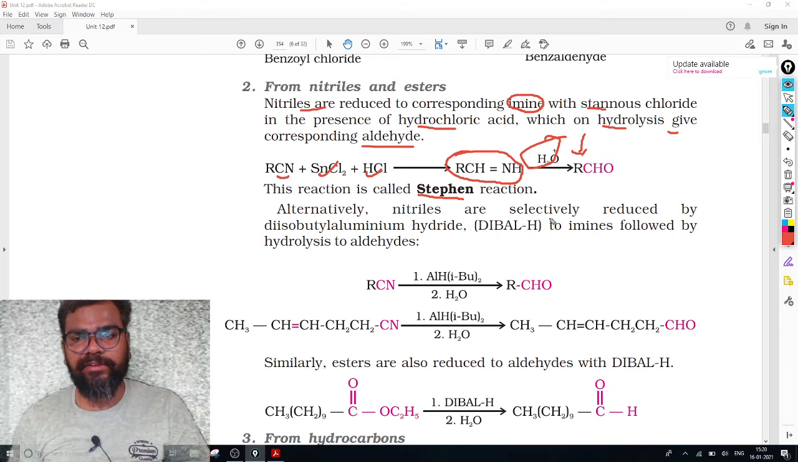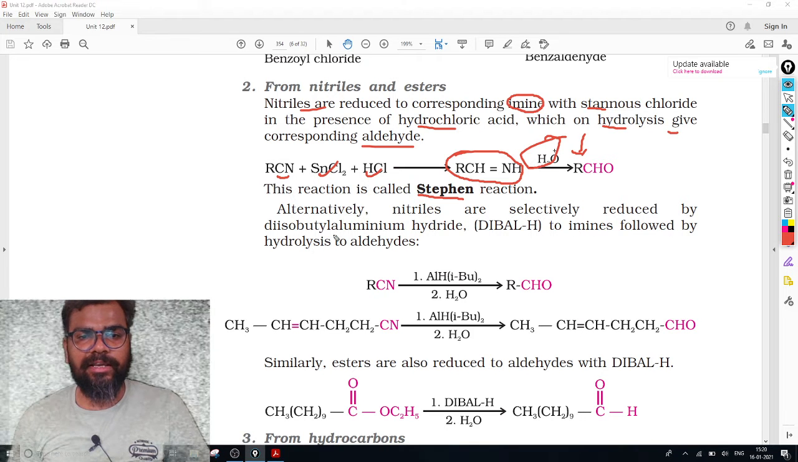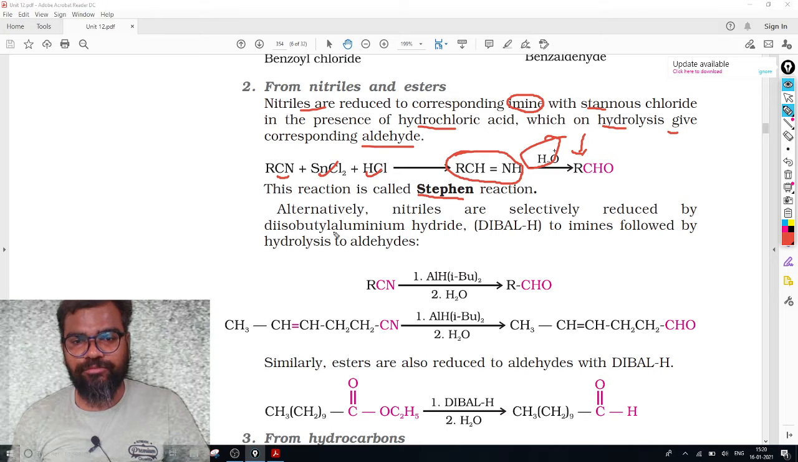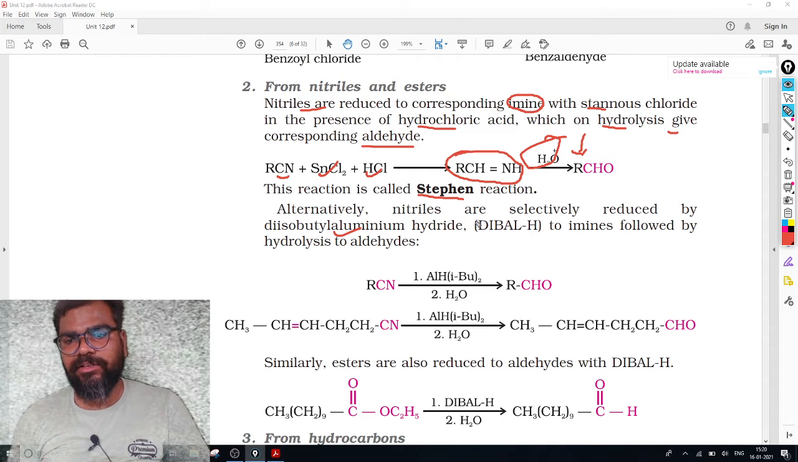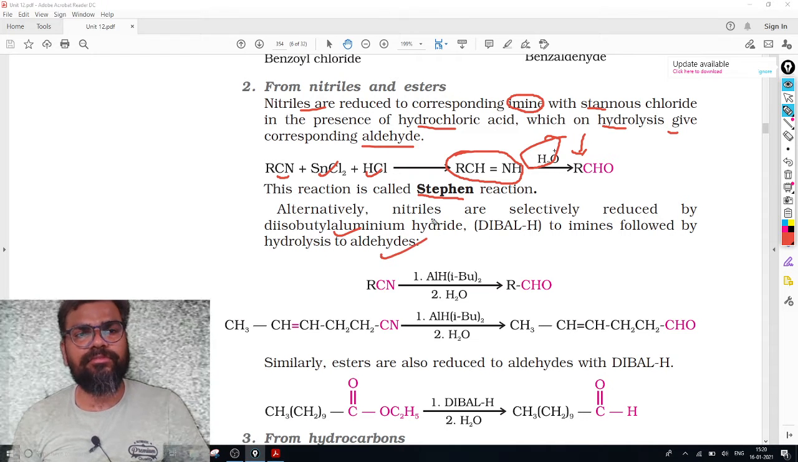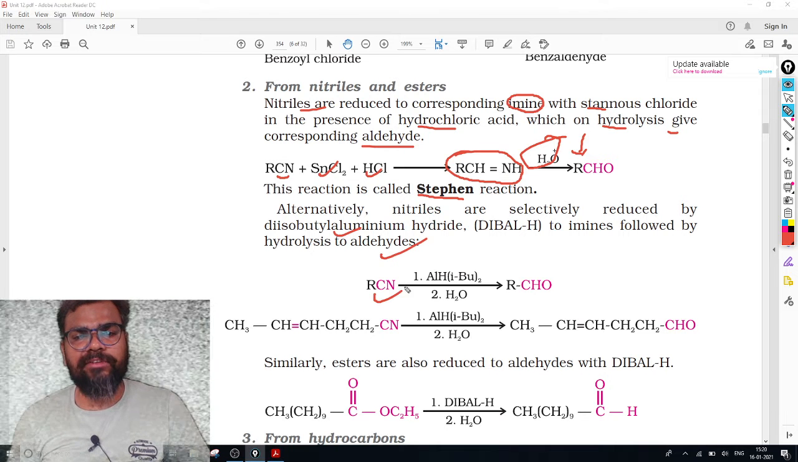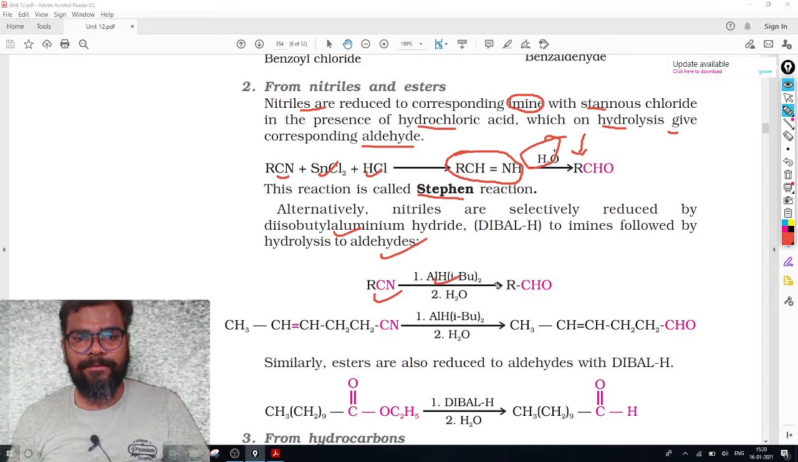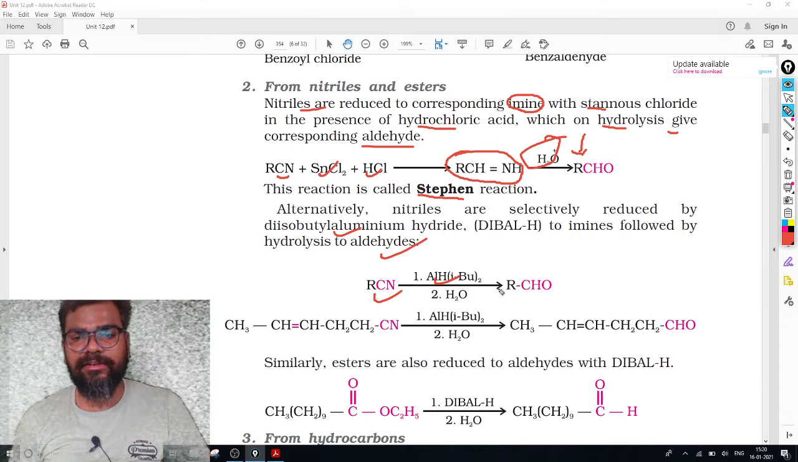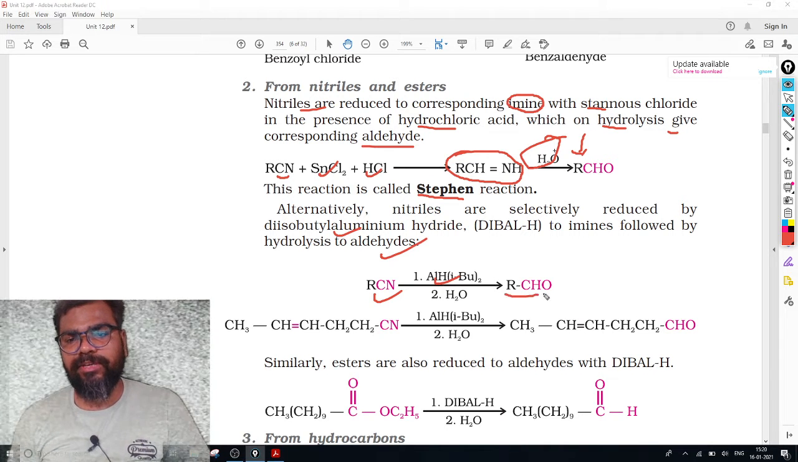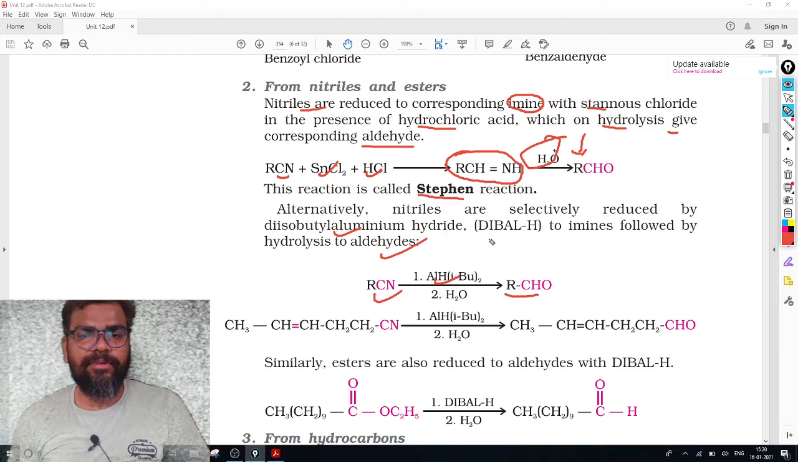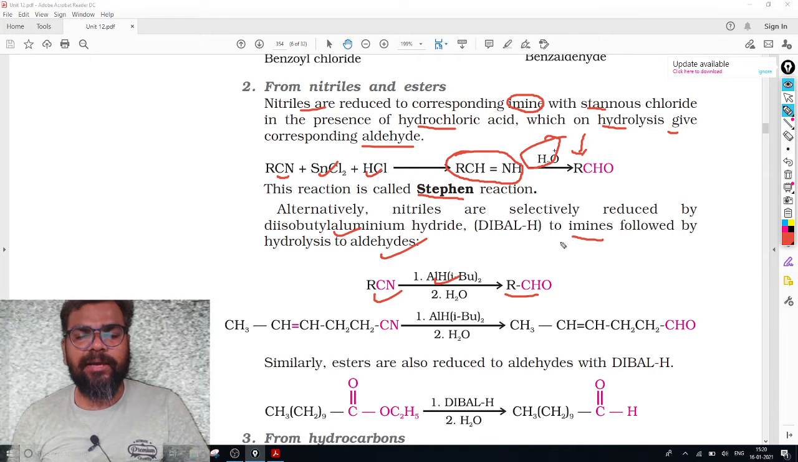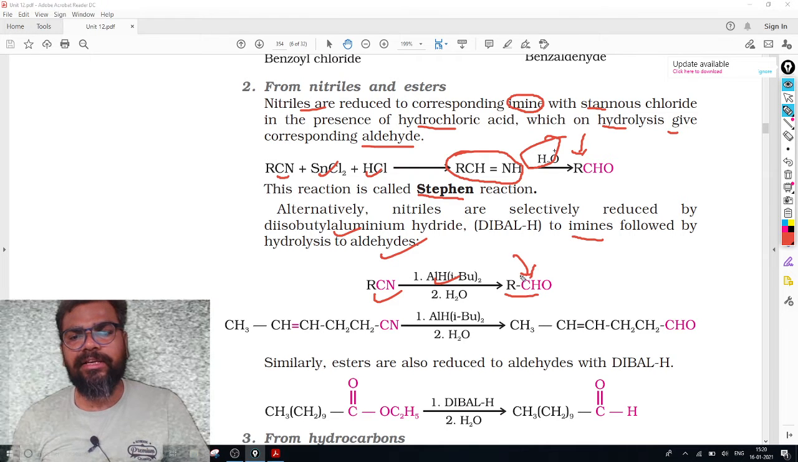Alternatively, nitriles are selectively reduced by diisobutylaluminium hydride, that is DIBAL-H, to imines, followed by hydrolysis to aldehydes. So RCN, DIBAL-H, and we will get the aldehyde. First it is converted into the imine, but after that, by hydrolysis, you will get the aldehyde.